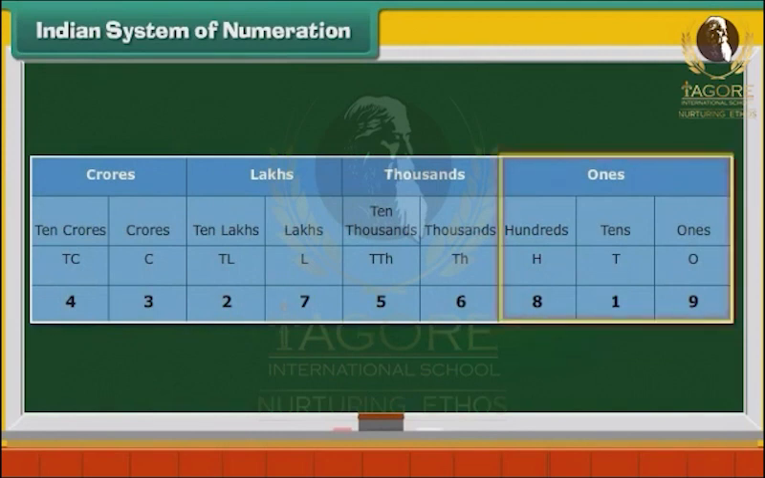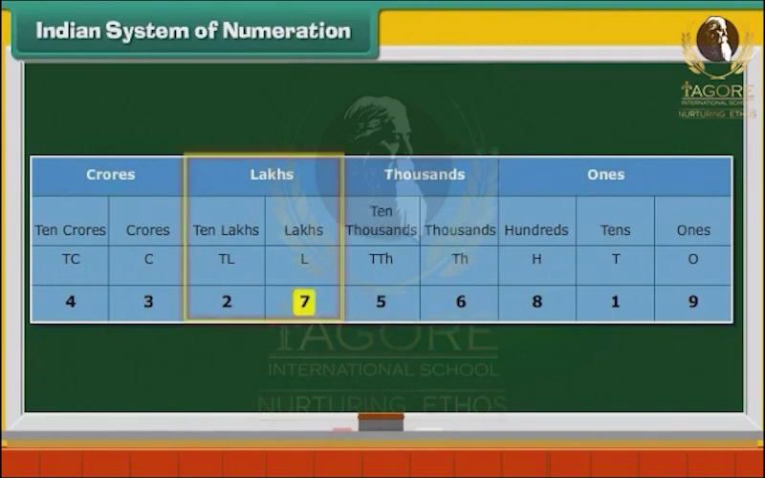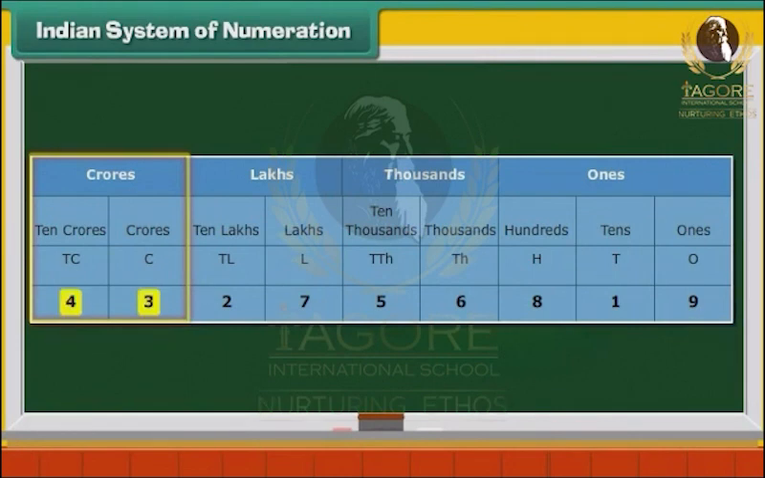Let us look at the Indian place value chart in detail. The ones group has 3 digits: 9, 1, and 8. Each of these digits has a specific place. They are ones, tens and hundreds. Similarly, the thousands group has two digits, 6 and 5. Their places are thousands and ten thousands. The lakhs group has the two digits, 7 and 2. Their places are lakhs and 10 lakhs. The last group of crores also has two digits, 3 and 4. Their places are crores and 10 crores.